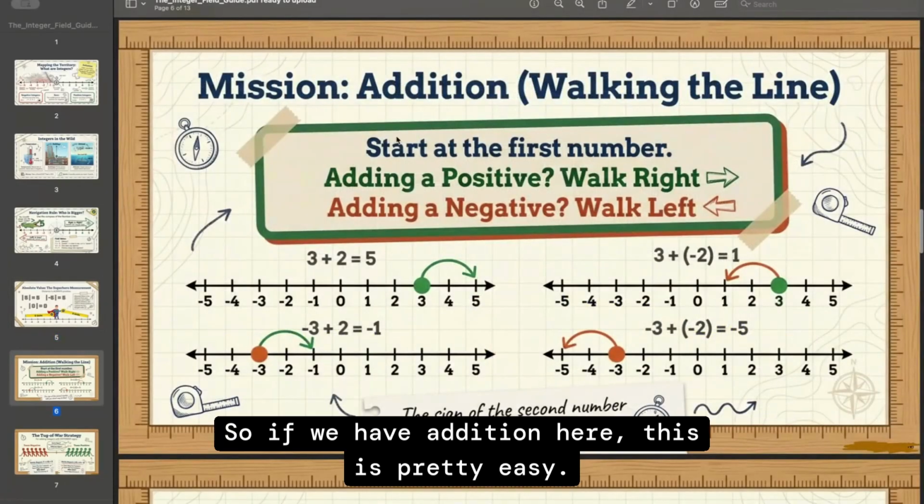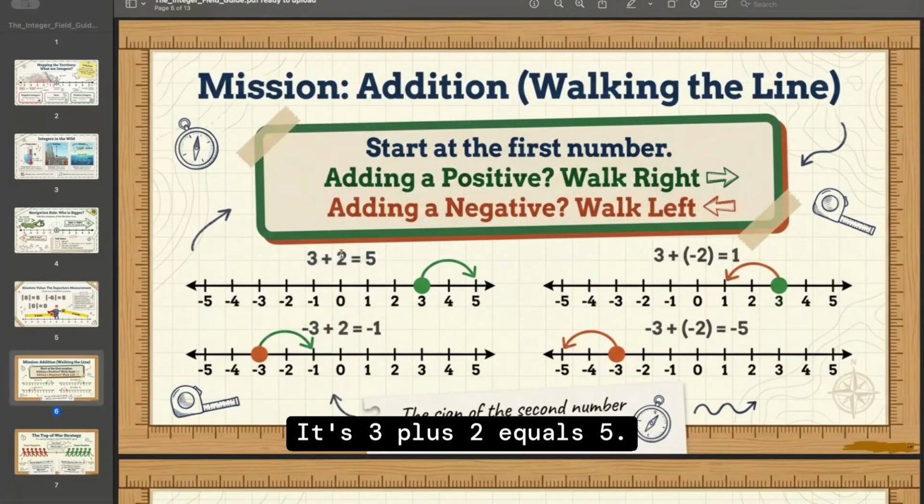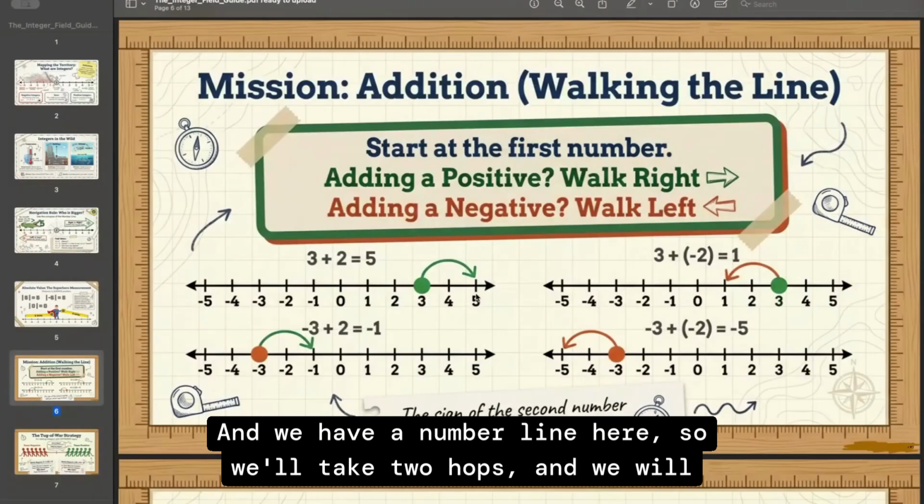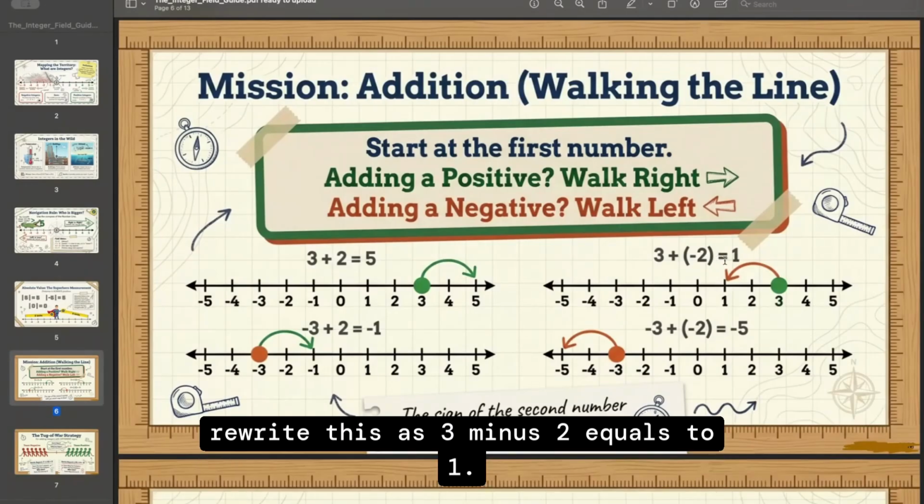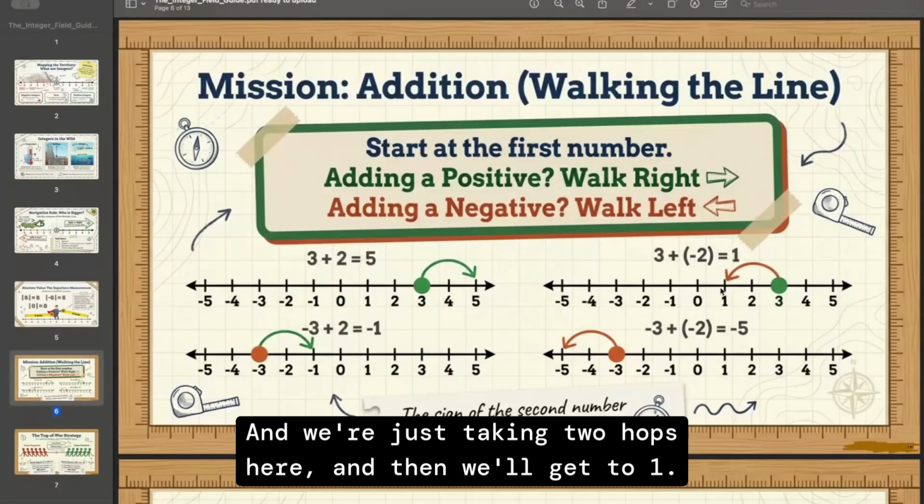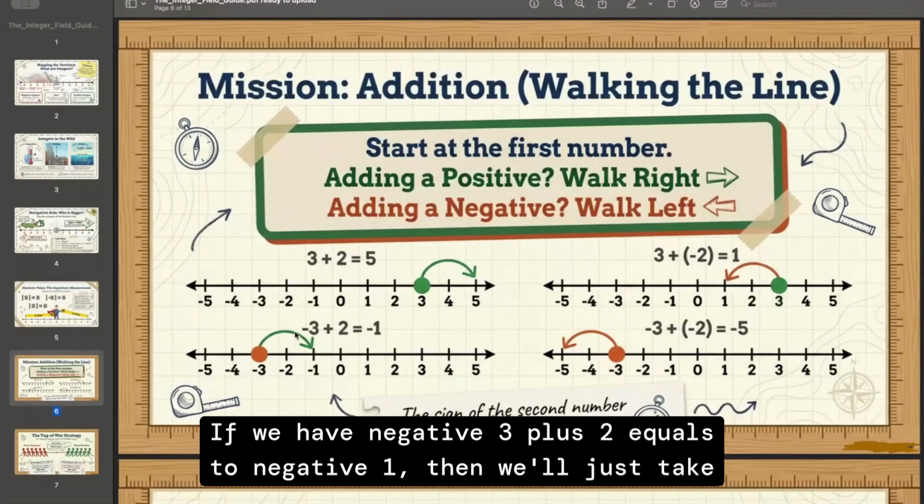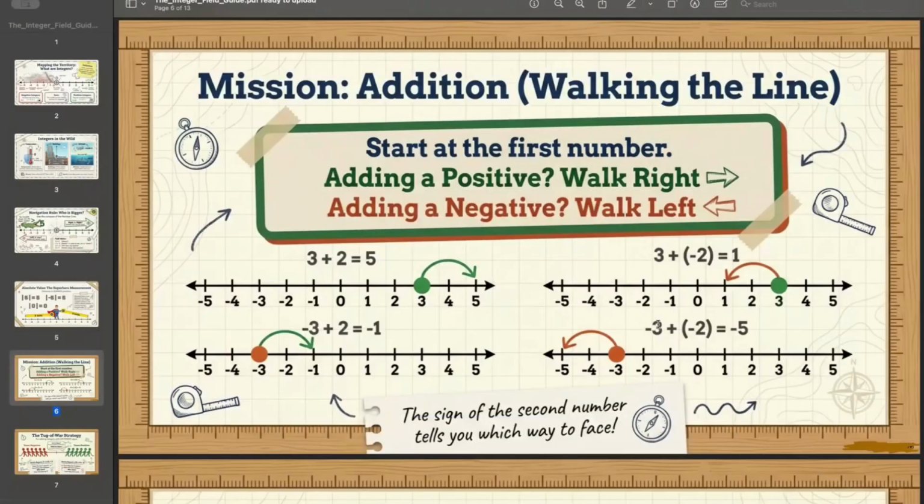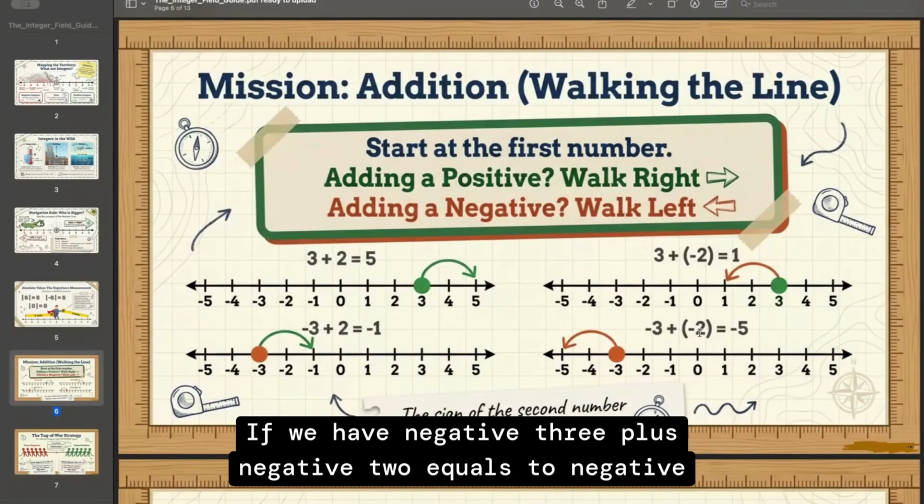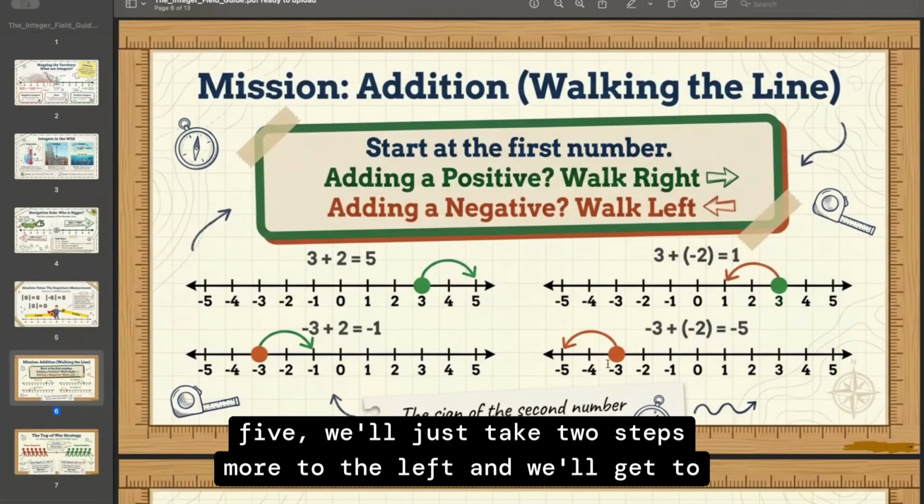So if we have addition here, this is pretty easy. It's 3 plus 2 equals 5. We have a number line here, so we'll take 2 hops and we will get to 5. Similarly, if we have 3 plus -2 equals 1, we can just rewrite this as 3 minus 2 equals 1. We're just taking 2 hops back here, and then we'll get to 1. If we have -3 plus 2 equals -1, then we'll just take 2 steps back, and then we'll get to -1. If we have -3 plus -2 equals -5, we'll just take 2 steps more to the left, and we'll get to -5.